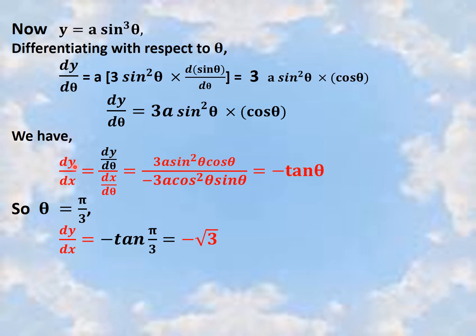Now we have dy by dx is equal to dy by d theta upon dx by d theta, which is equal to 3a into substituting the functions for this dy by d theta and dx by d theta. Then we will get, on cancelling the similar terms in the numerator and denominator, the remaining term is sin theta upon cos theta, which is equal to minus tan theta. Now we need the derivative at pi upon 3. So we will just find the value of theta, find the value of tan pi upon 3. That is dy by dx is equal to minus tan pi upon 3, which is equal to minus root 3.